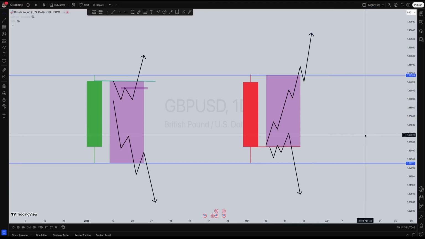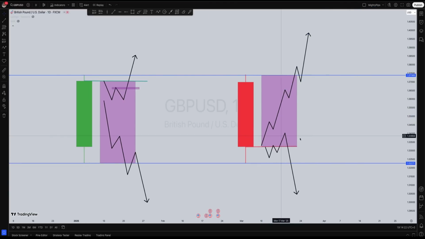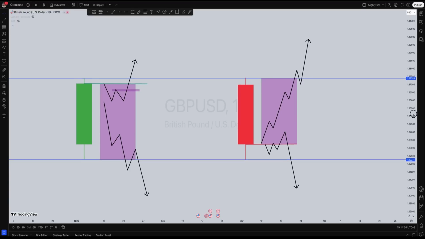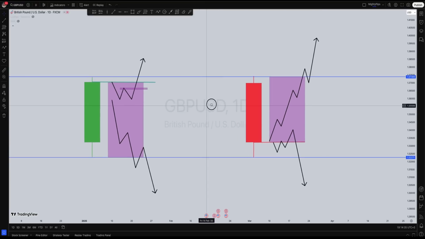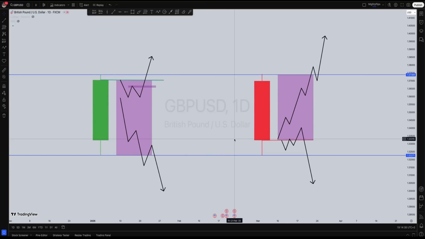The other question you guys have been asking is, how long do you hold these trades? You can hold these trades as long as you want, or as long as your profit target has not been reached. You can hold it for a 1 to 2, 1 to 3, 1 to 4, whatever risk to reward ratio you want. But this is the principle of trading the one candlestick strategy on a daily time frame.